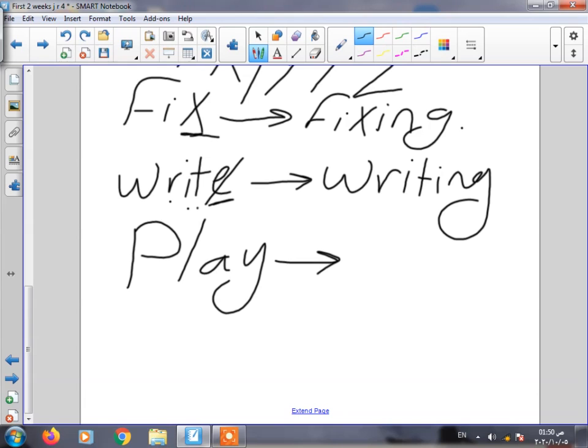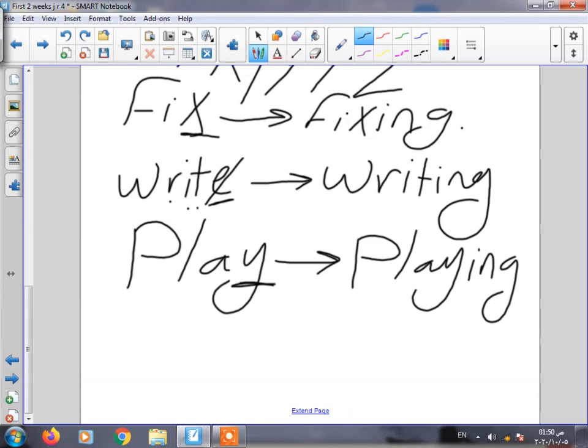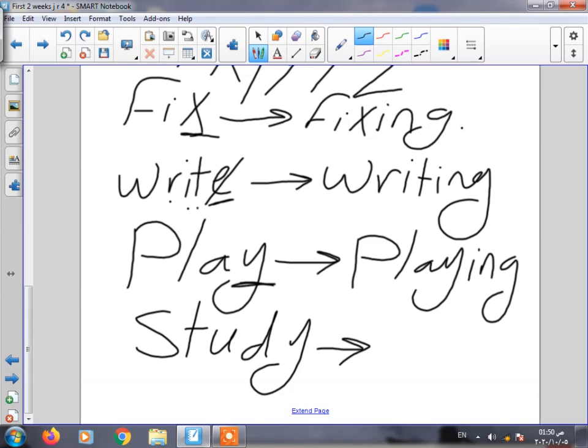Like the verb play, add ing to the verb play. Consonant, vowel, consonant. But remember, when I add ing to the verb, I don't double the letter Y. It will be playing. The last verb is study. Try to add ing to it. I don't change anything. I will add ing. It will be studying.